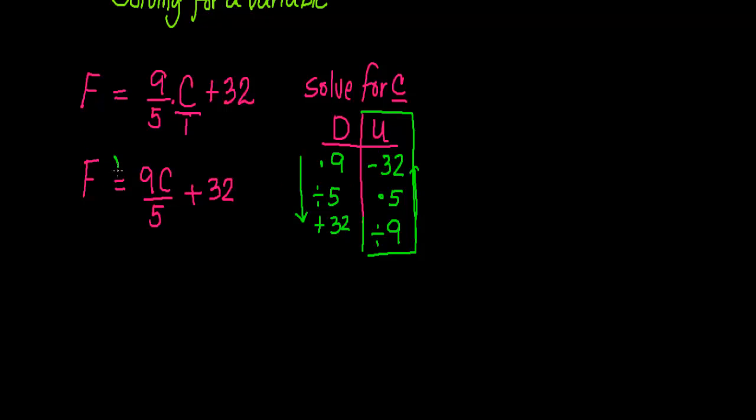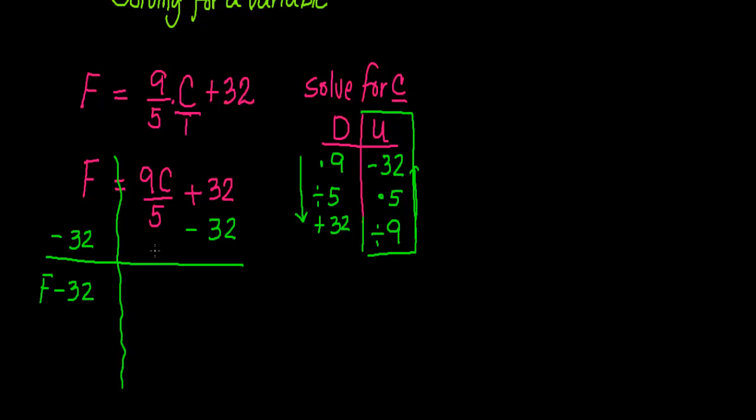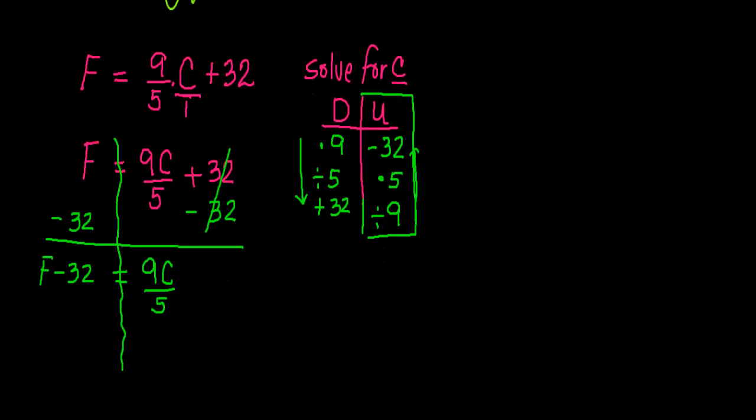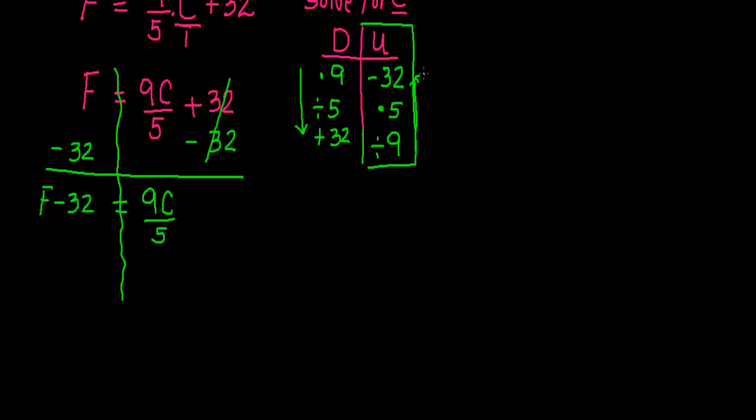So remember, there's a river here going down the equal sign, just so that you can see what's one side of the equal sign and what's the other side of the equal sign. So let's subtract 32. Minus 32 on this side and minus 32 on the other side. On this side, I have F minus 32. And on this side of the equal sign, I have 9C over 5. This cancels out and becomes 0. So my first step is done.